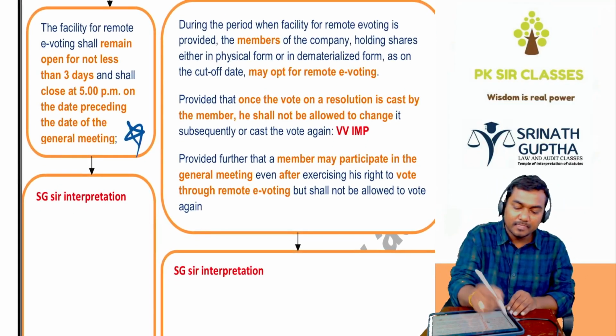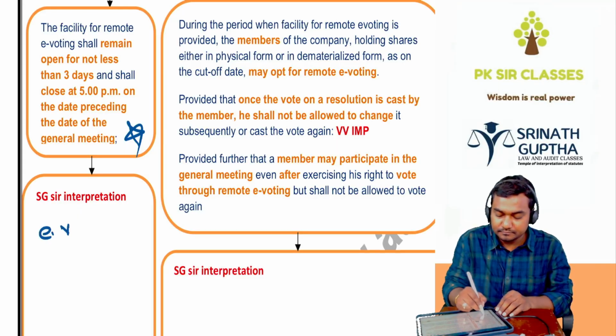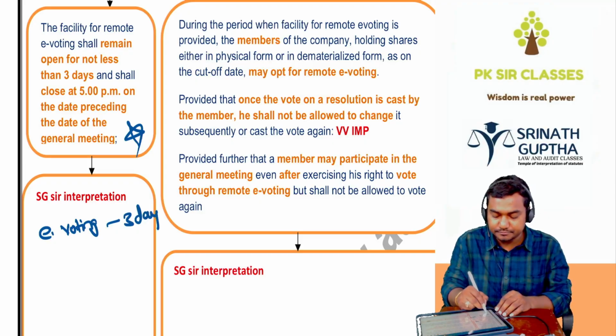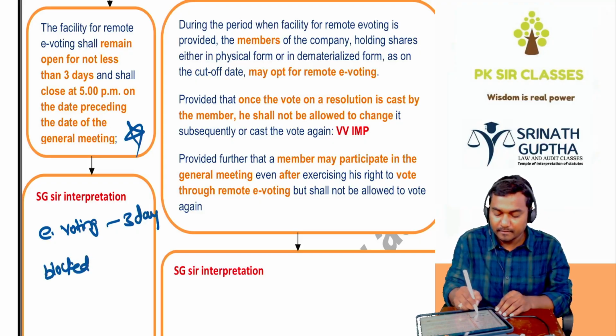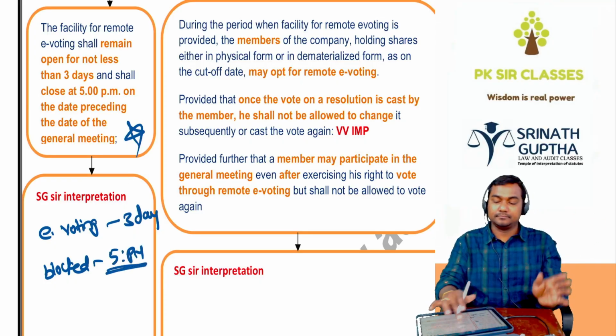Done. So the e-voting portal remains open for how many days, sir? 3 days. It must be blocked at 5 p.m. one day before the general meeting.